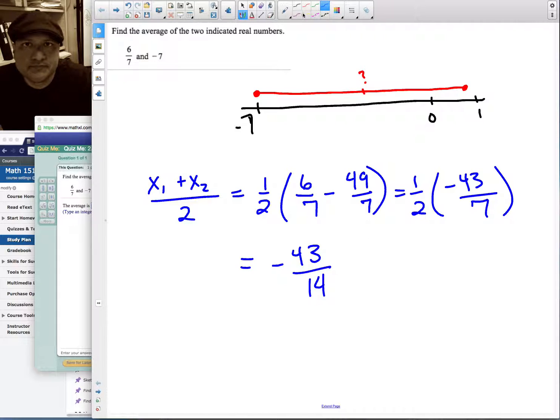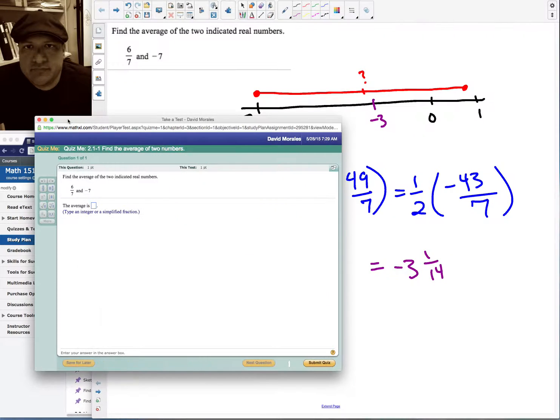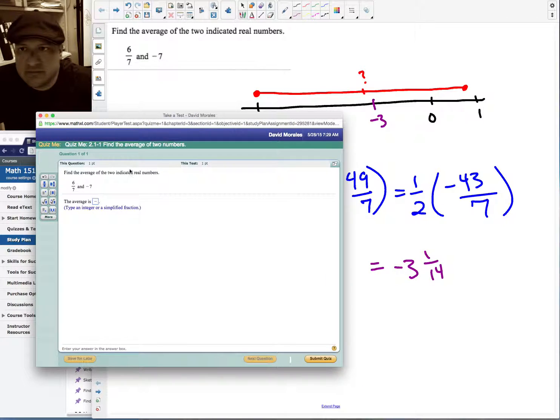But 14 goes into 42 3 times. So this is like -3 and 1/14. So somewhere, -3 would be right here. It's a little bit to the left of that. So it kind of makes sense. That's where it should be. But keep in mind that it's the midpoint also. That's the original one. -43/14ths.